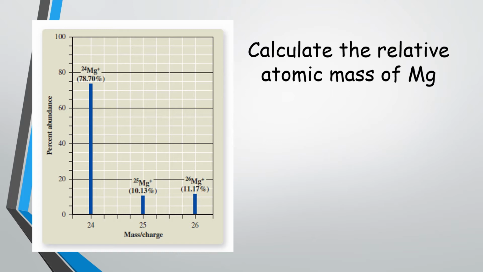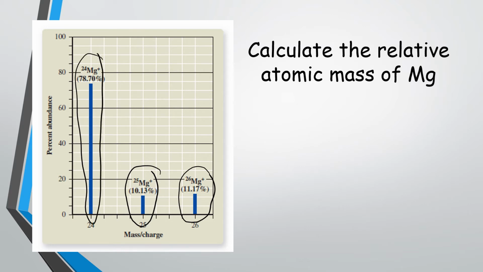Now let's try another example. So we're going to calculate the relative atomic mass of magnesium. You can see here that there are 3 isotopes of magnesium. We have magnesium-24, magnesium-25, and magnesium-26. The sample size is 100, and we know this because it's a percentage. So now we can calculate the relative atomic mass of magnesium.